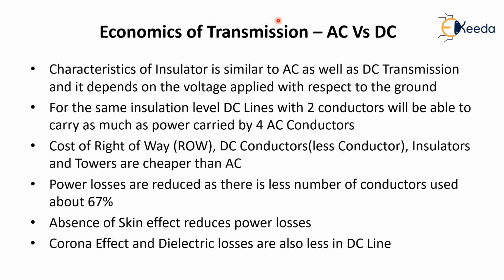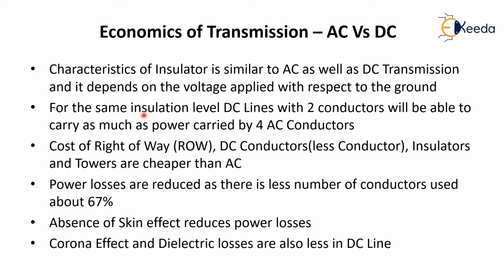And next comes the economics of transmission. So the characteristics of an insulator are similar for AC as well as DC transmission, and it depends on the voltage applied with respect to the ground. So the insulator characteristics are always the same for AC as well as DC, because they depend on the voltage applied, not on any other factors.